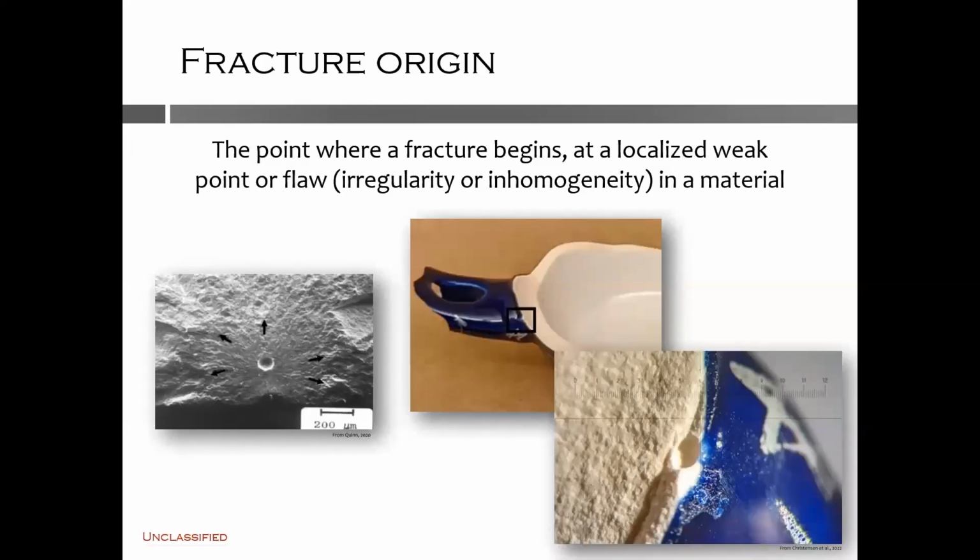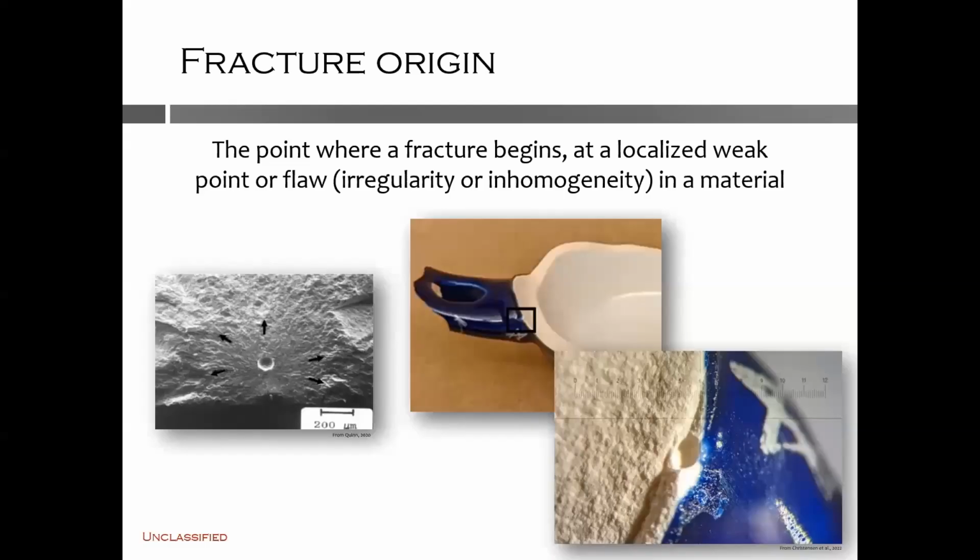Pictured here left is a fractured ceramic bend bar, and a bend bar is just a manufactured piece of material used for bend testing, which measures the mechanical behavior of a material subjected to loading. In this bend bar, a spherical pore from a bubble in the material was the point of origin of the fracture.